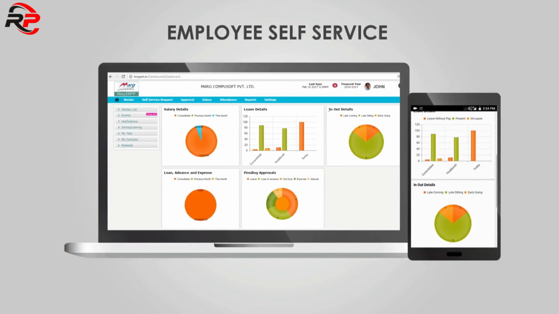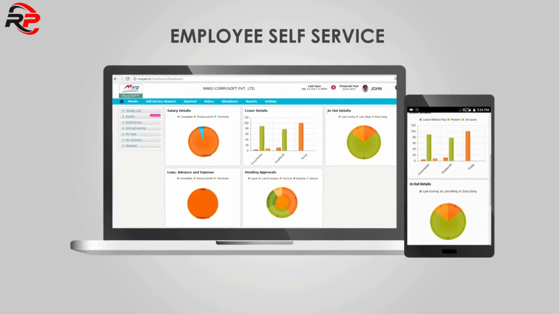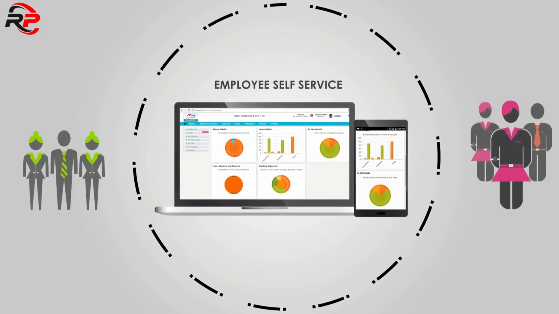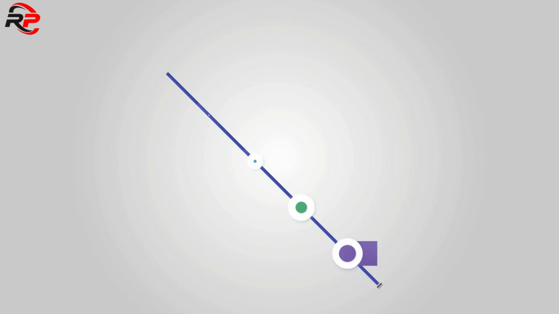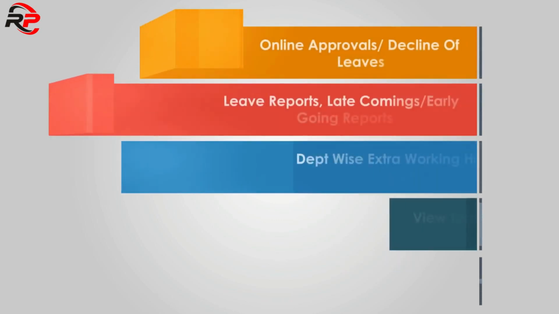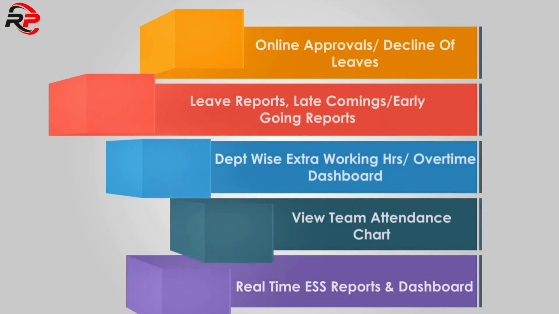There is also a module of employee self-service in Marg HRXpert software, through which employees and managers can have access to a user-friendly portal. Through ESS panel, employees can apply for leaves, view salary slip and attendance, submit loan and advance request, etc. And managers can approve or decline leaves, view their team attendance chart, view real-time reports, etc.